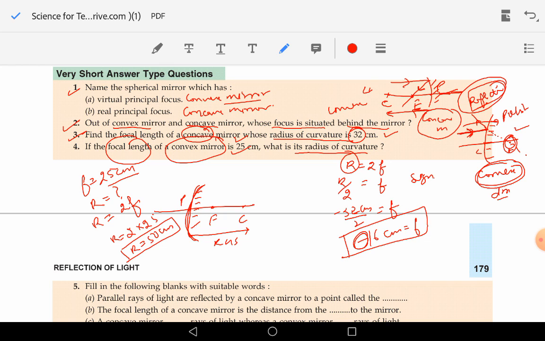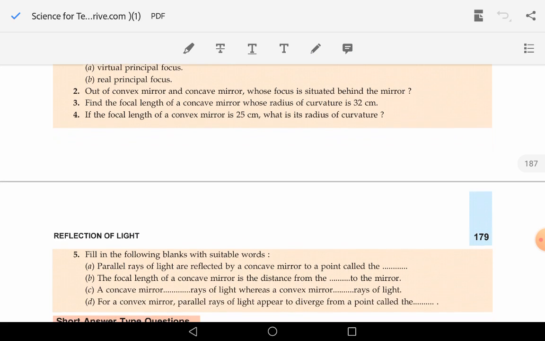So that is how we solve the numerical problems or the questions related to spherical mirrors. We should have an idea whether the focus is in front of the mirror or behind the mirror. For a concave mirror it is in front, and for a convex mirror it is behind the mirror. Now let us start with question number 5.